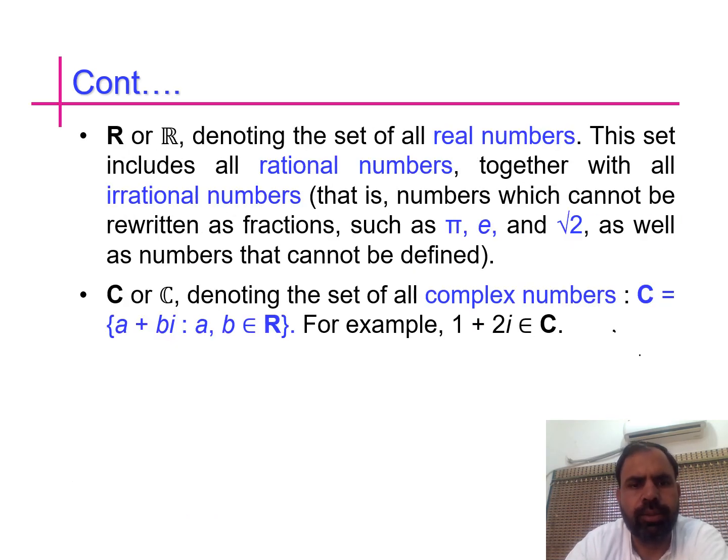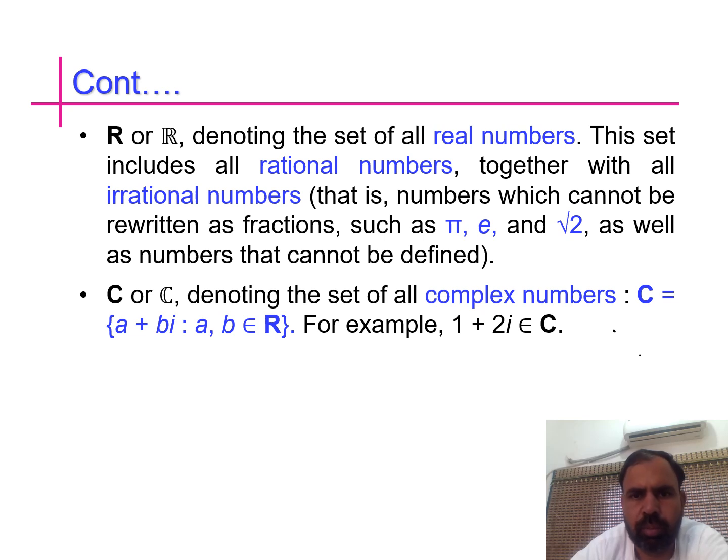And R denotes the set of all real numbers. This set includes all rational numbers together with all irrational numbers. Irrational numbers, which I have discussed already, are numbers which cannot be written as fractions, such as pi, e, square root of 2, as well as numbers that cannot be defined. I have already discussed this in the previous lecture. You can read from lecture 4.